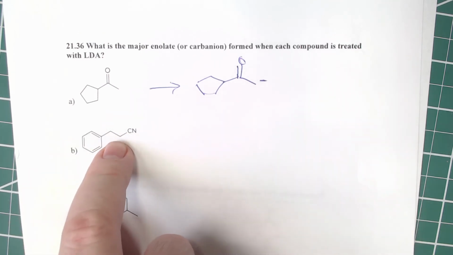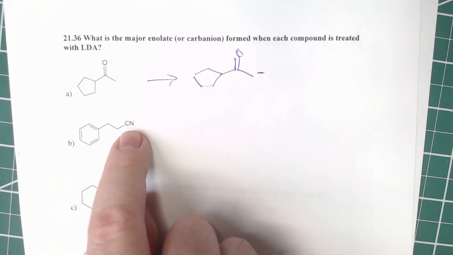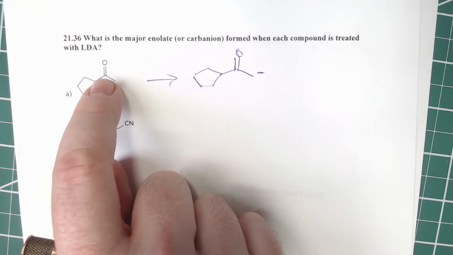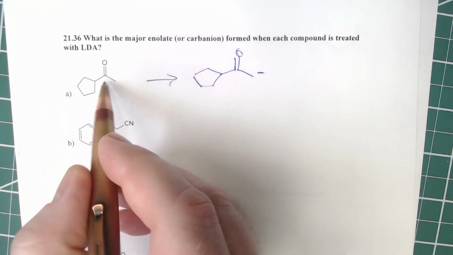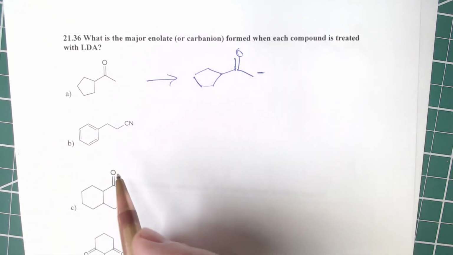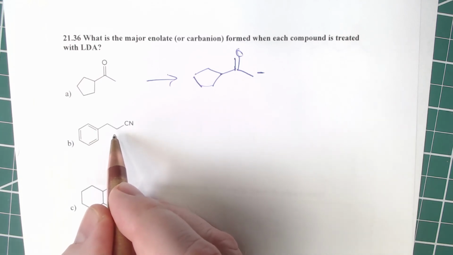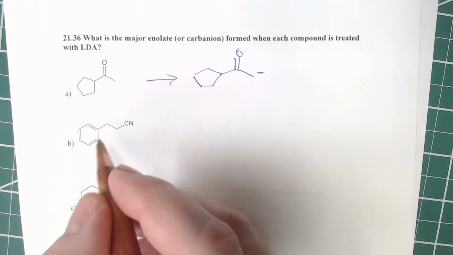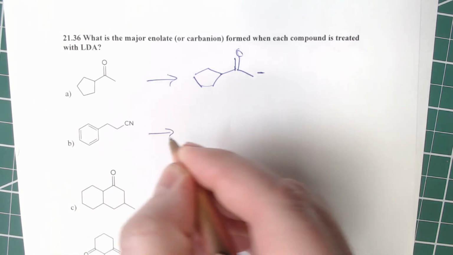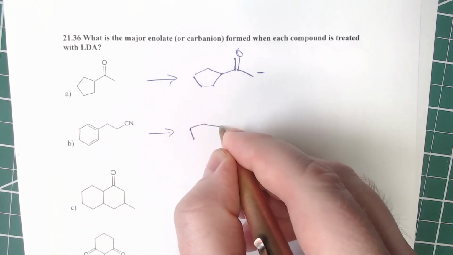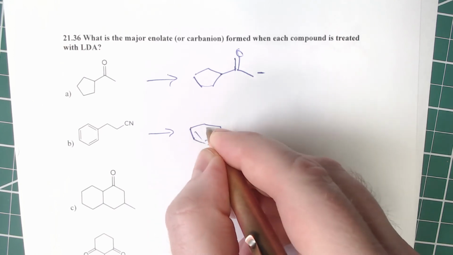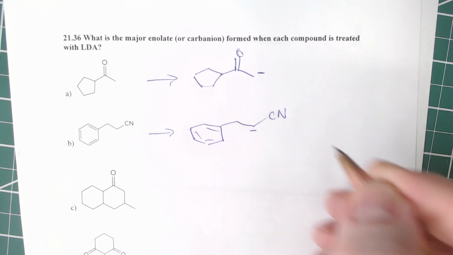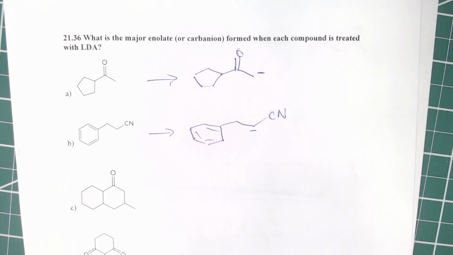On this one, we've got the cyano group. Cyano groups act a lot like the carbonyls, not quite as acidic as the ketone. Ketones, remember, have a pKa close to about 19. This one has a pKa close to 25. But LDA is a strong enough base that we can deprotonate this without any trouble. So cyano, and we will get that.